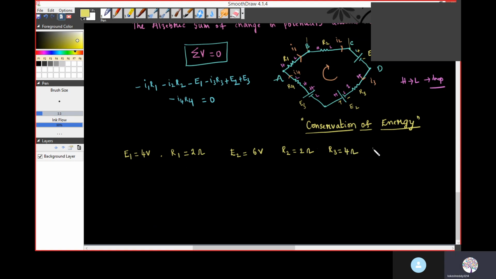The question is: what is the current I1? Given E1, R1, E2, R2, R3, find the current I1. Now I will give the circuit. The circuit is like this.